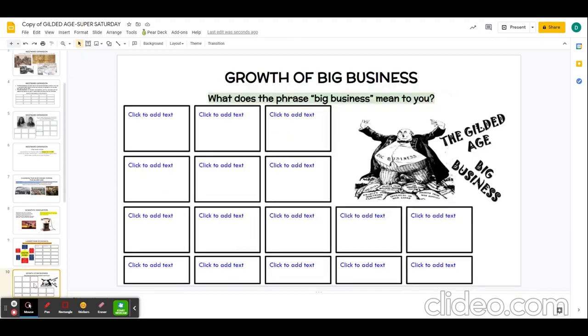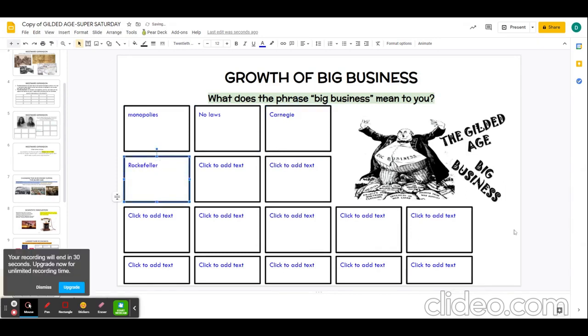Now, with the growth of big business, I was asking the kids, what does the phrase big business mean to you? A lot of the kids told me monopolies. They told me no laws. Phrases or people like Carnegie and Rockefeller popped up. And that's very true. Without government regulation, with laissez-faire of the government being hands off, no one was saying, oh, that's not fair, don't do that.